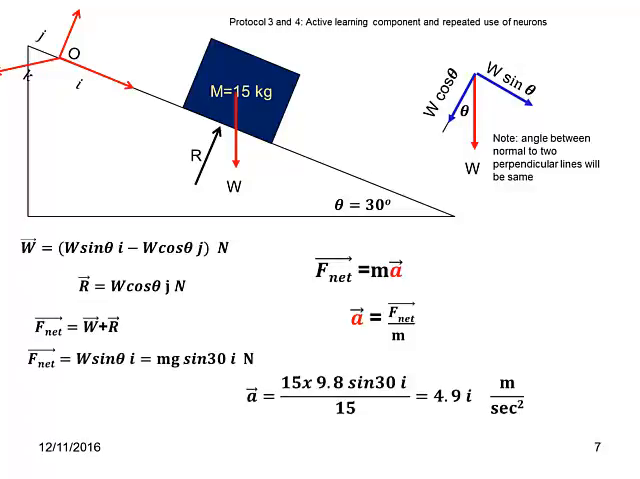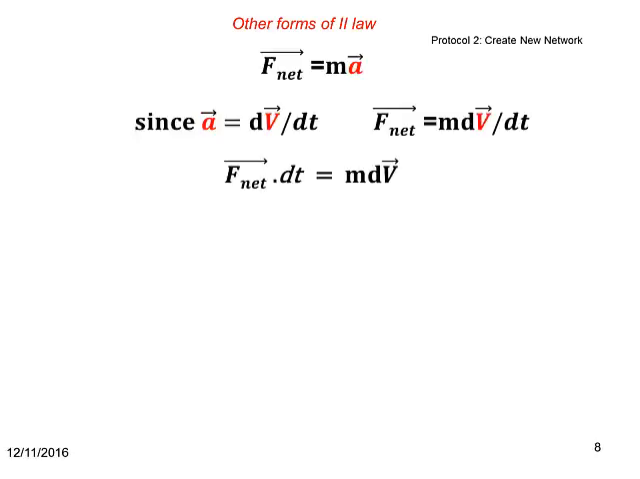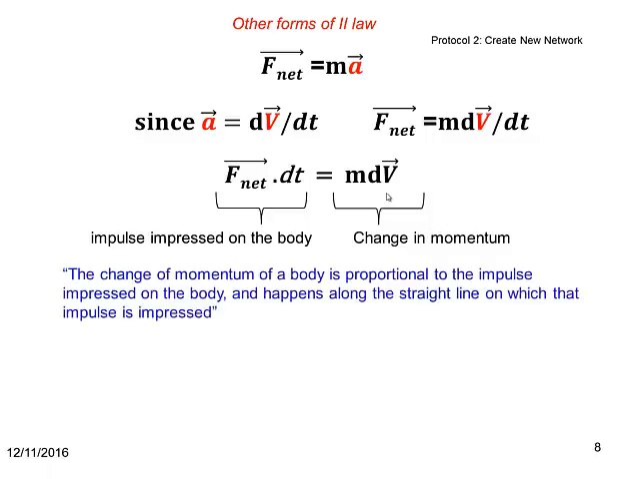Finally, we will discuss a few other representations of Newton's second law. Since acceleration is the rate of change of velocity, the equation F equals ma can be written as F equals m times dv by dt. Rewriting this as F times dt equals mass times change in velocity, the first term is called the impulse impressed on the body, and the second term is called the change in momentum.